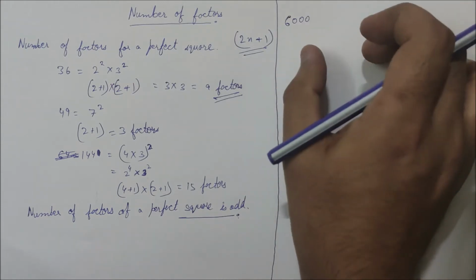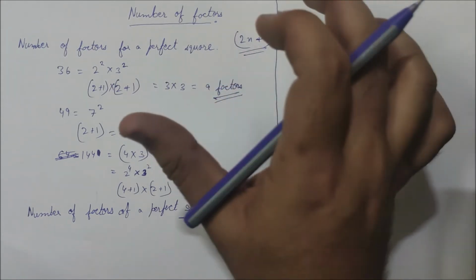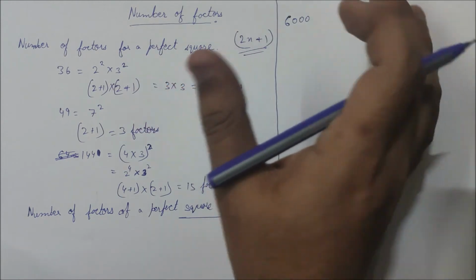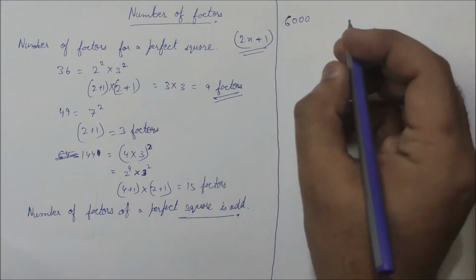Okay, and I'll try to figure out the number of factors, then I'll move on to odd and even factors, then factors which are perfect squares, factors which are perfect cubes, and so on and so forth.